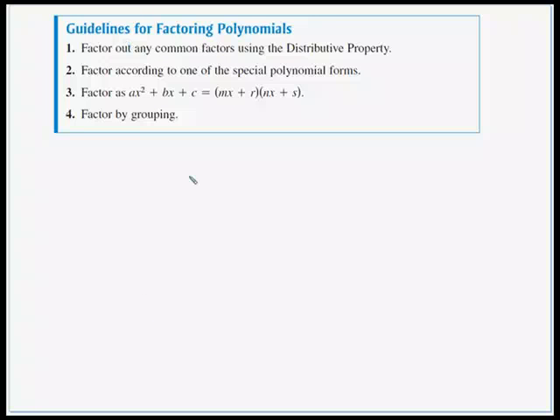So here's some guidelines for factoring polynomials. Step 1, pull out any common factor you can, the reverse of the distributive property. Step 2, factor according to one of the special polynomial forms. If you have a leading coefficient bigger than 1, bust it up. Or if it's got 4 terms especially, you're probably going to have to do factor by grouping.